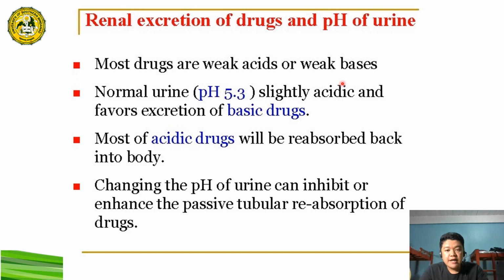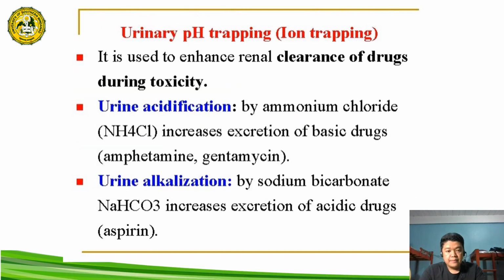Again, most drugs are weak acids or weak bases, so the normal urine pH is about 5.3. It is slightly acidic and favors excretion of basic drugs. And most of the acidic drugs will be reabsorbed back into the body. So changing the pH of the urine can inhibit or enhance the passive tubular reabsorption of drugs. So for example, urinary pH trapping is important to enhance the renal clearance of drugs during toxicity.